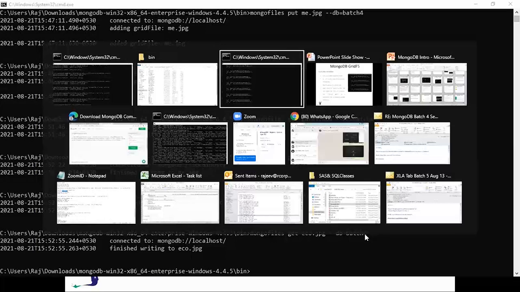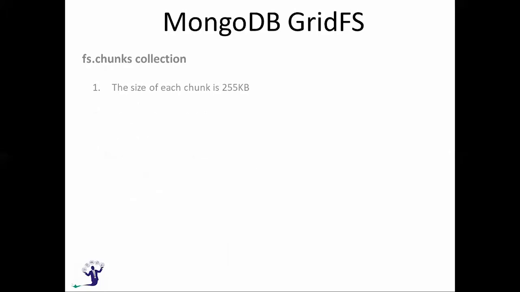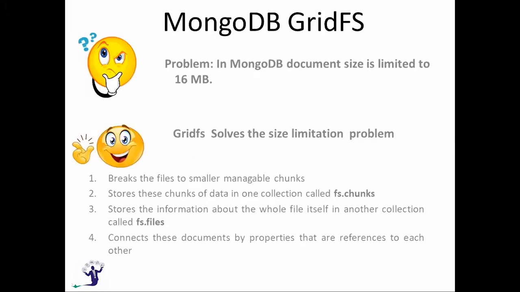Right, so let us once again summarize the GridFS process. GridFS has solved the problem of the 16 MB limitation of the document size by breaking big data into small chunks. And to manage this, GridFS has created two collections: one is fs.chunks and another is fs.files. The chunks collection contains the data and the files collection contains the information about the file.